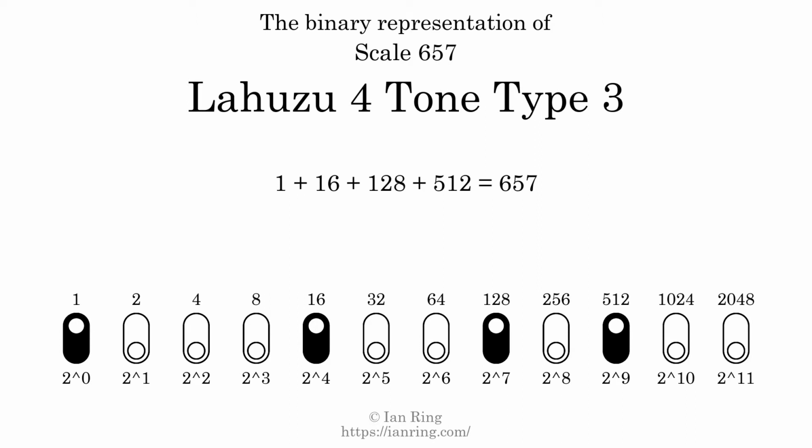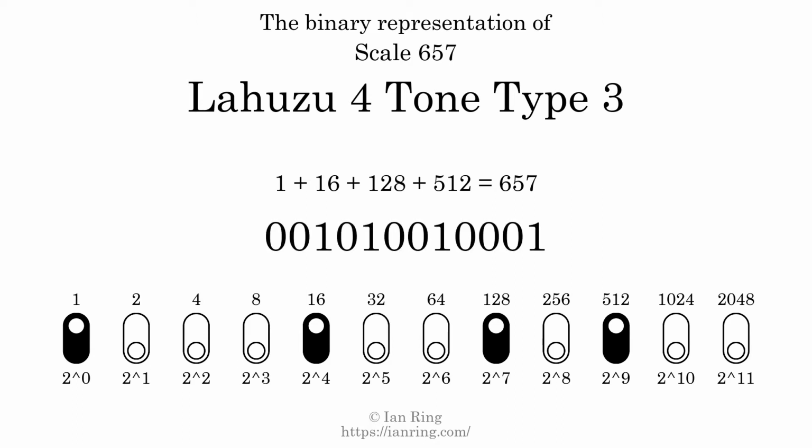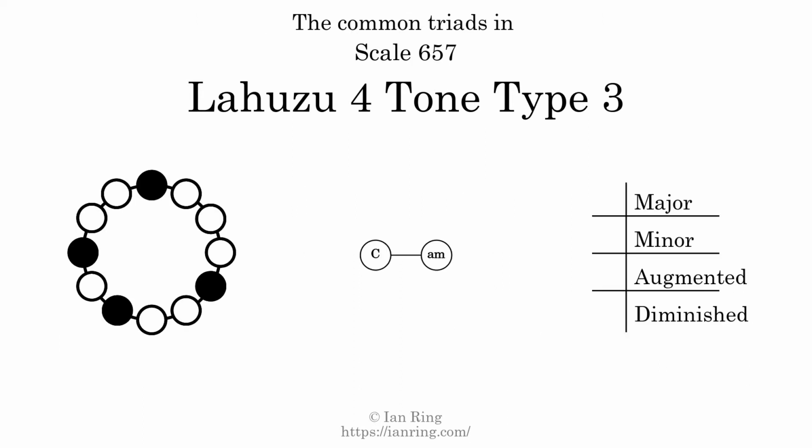The scale number not only enumerates the scale with a unique index, but it also literally describes the tonal content of the scale. Represented as a binary number in base 2, the scale number is 001010001001. Here are the common triads present in this scale.